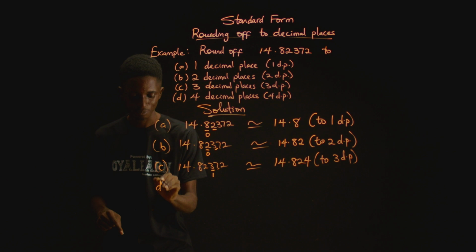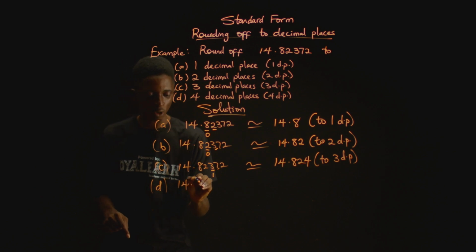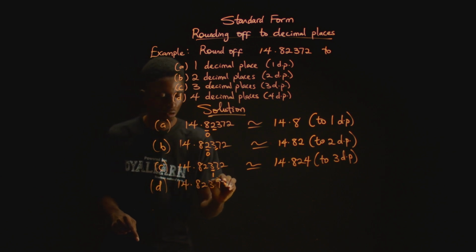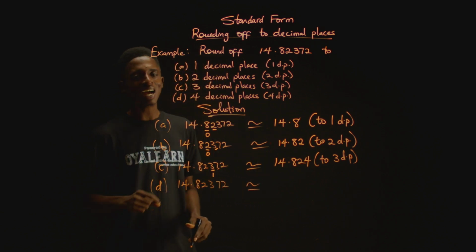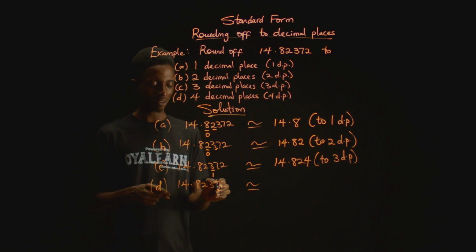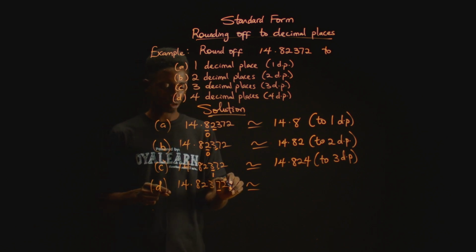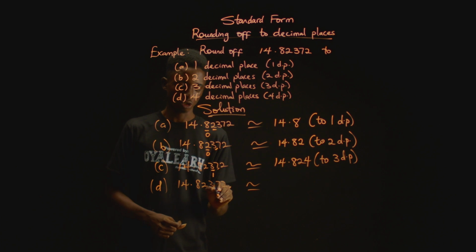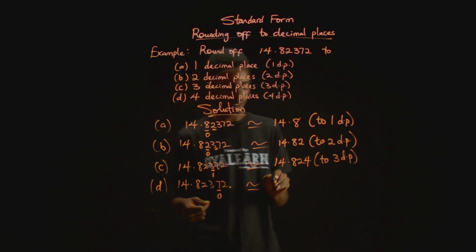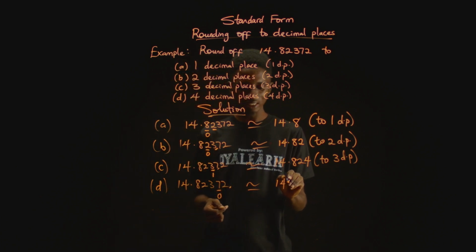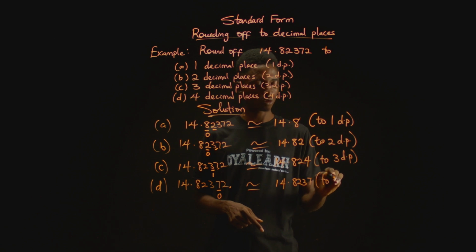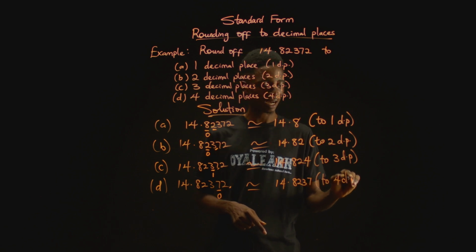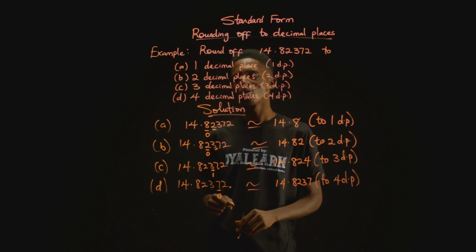And then D, 14.82372 to 4 decimal places. Now the digit at the rounding off point is digit 7. And next to 7 is digit 2, which means we are rounding down. So we add 0. This would give us 14.823. 7 plus 0 is 7. And this is to 4 decimal places. And that's the solution to the problem.